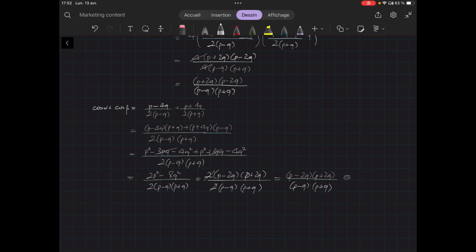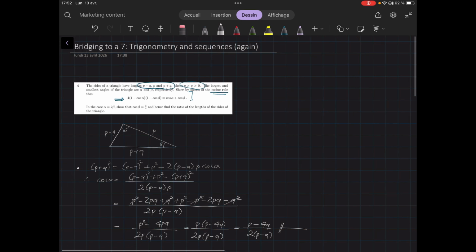So that's part A of the question done. Not very complicated. Part B. In the case that alpha is equal to 2 beta, now it's getting much easier because you can just take this result, replace alpha with 2 beta, and see what happens. You're then asked to find cos of beta and then find the ratio of the lengths of the sides. The rest of the question should be quite straightforward now.